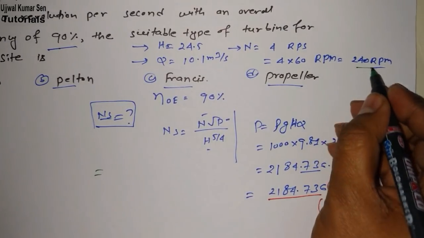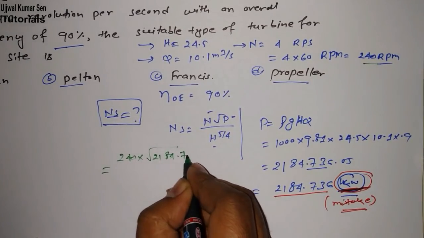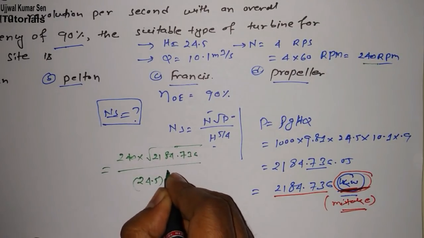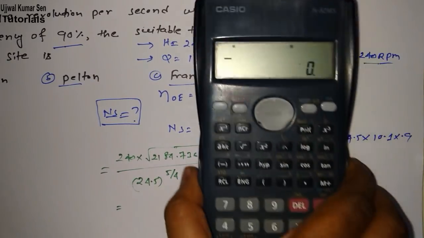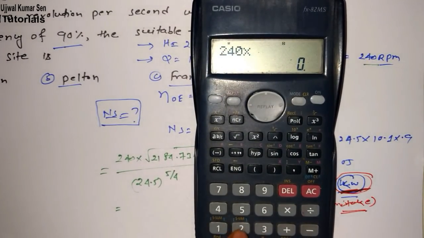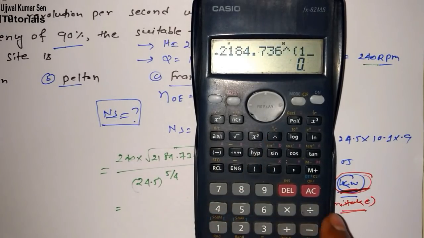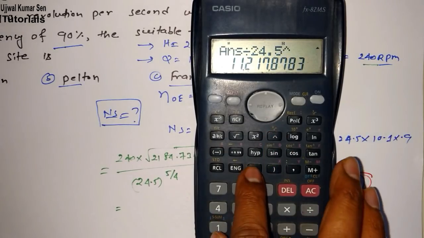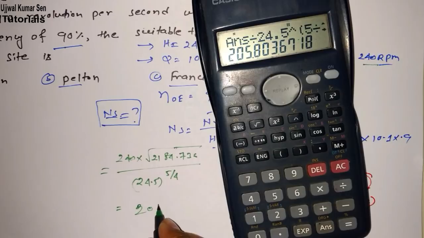N is what we have found out already, 240, power 2184.736, that's it. Now H is 24.5, to the power 5 by 4, right? So in this way we can solve it. Now what we have to do, we have to use the calculator. 240 multiplied by root of 2184.736, divided by 24.5 to the power 5 by 4. Okay, so how much value basically are we getting?